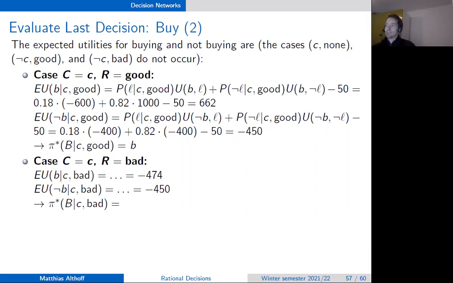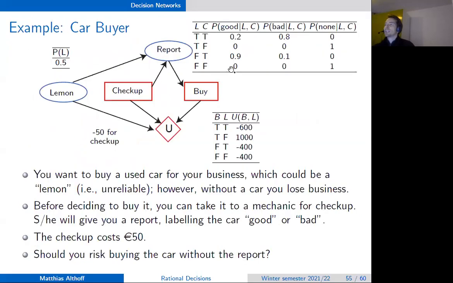If you have an expert and the expert tells you it's a good car, usually it makes sense, if you already paid the money for the report, to also buy the car. I mean, it could be that the expert is really not an expert and always tells you the opposite of what is true. Then of course the optimal policy would be different. But here, as you have seen in the probabilities, the probability of a false positive and false negative report are quite small.